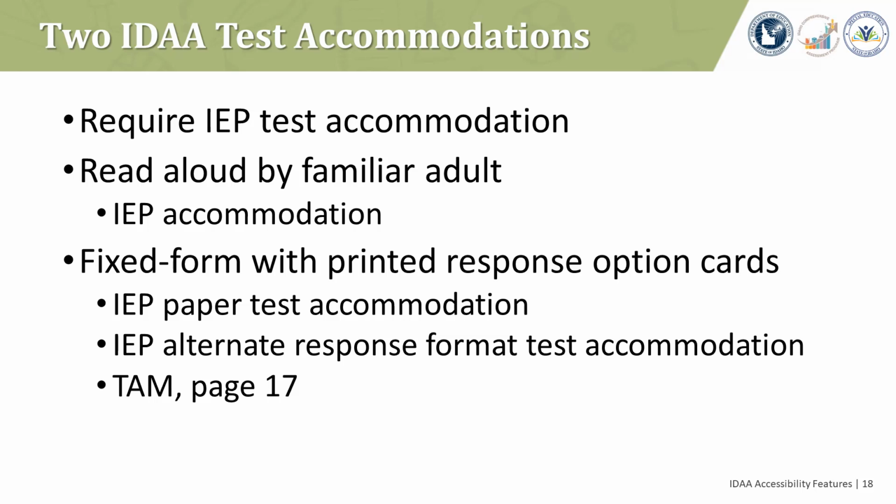The second test accommodation is called the Idaho Alternate Assessment Fixed Form with Printed Response Option Cards. It is quite different from your typical IEP test accommodation, so there are several ways you might document this test accommodation on a student's IEP. You might call it a paper test accommodation, an alternate response format test accommodation, or use other wording that fits this accommodated test form. You'll have a better idea of what you might call it after you learn exactly what it is in a few minutes. But first, I want to talk about the Read Aloud by Familiar Adult accommodation.